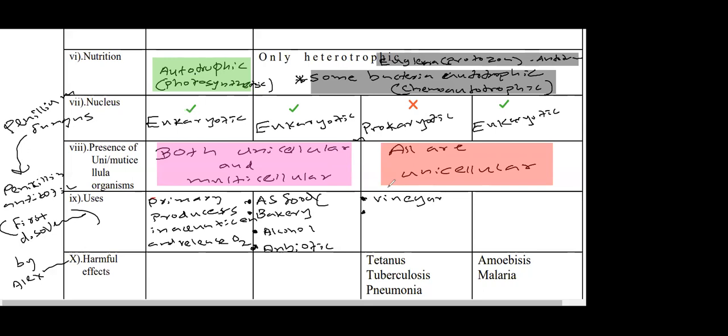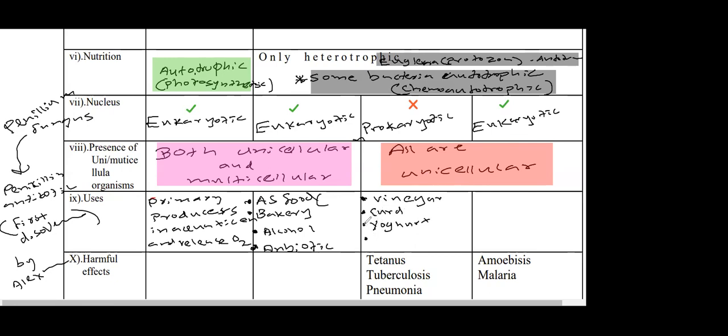to make dairy products, means curd, production of yogurt, right? Curd, yogurt, production of curd.